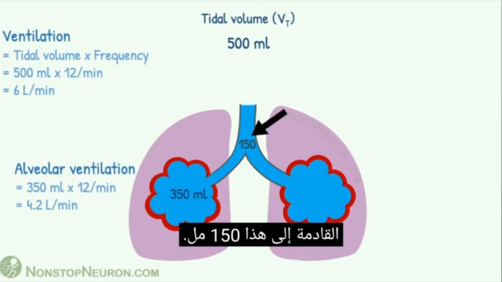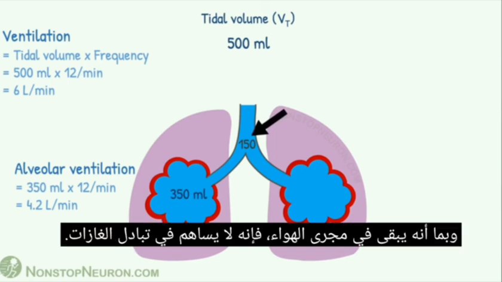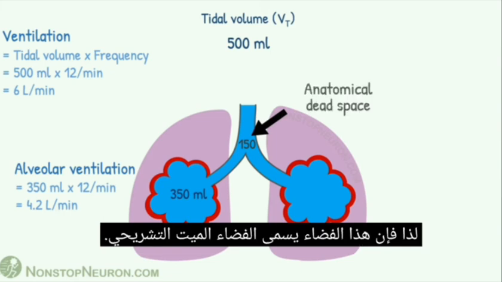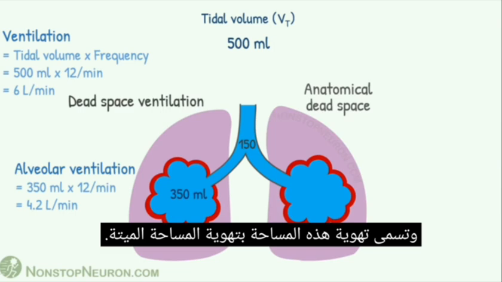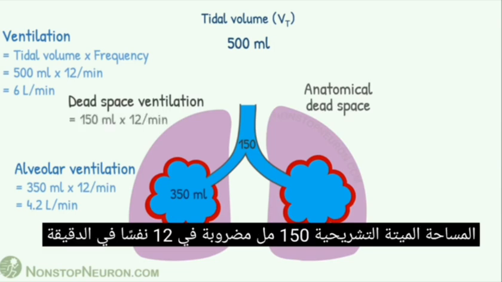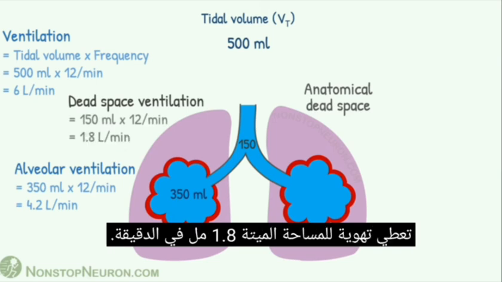Coming to this 150 ml. As it stays in the conducting airway, it does not contribute to gas exchange. So this space is called anatomical dead space. Ventilation of this space is called dead space ventilation. Anatomical dead space of 150 ml multiplied by 12 breaths per minute gives a dead space ventilation of 1.8 liters per minute.